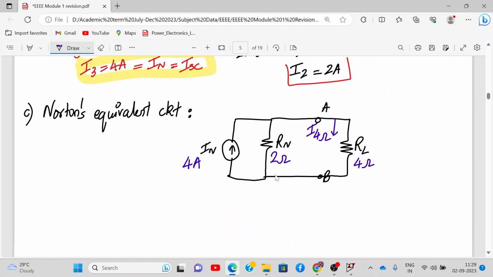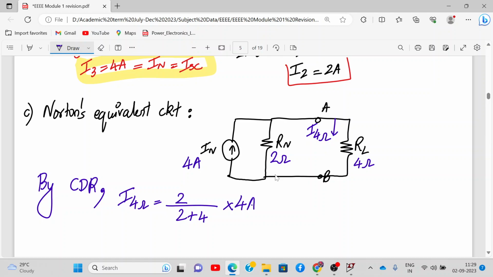How do we calculate over here? Do you know the current division rule, CDR? So I of 4 ohm is the other resistance value divided by total resistance, into current. This is CDR. So the other resistance value is 2 ohm, divided by 2 plus 4, into 4 ampere. How much will it be? 4 by 3 ampere. So I of 4 ohm will be 4 by 3 amperes. So that's the answer.